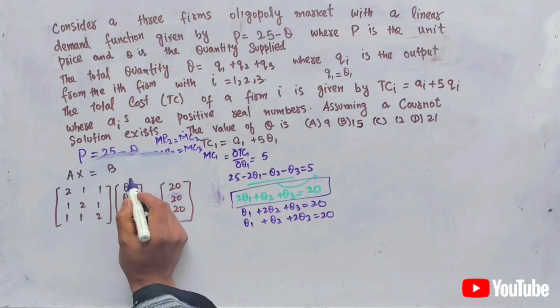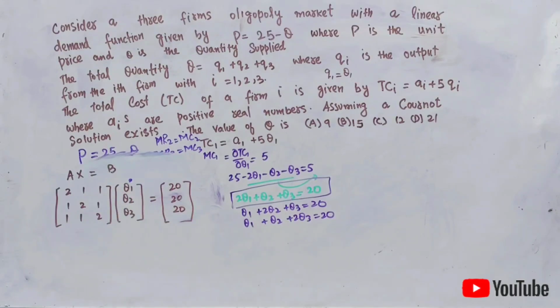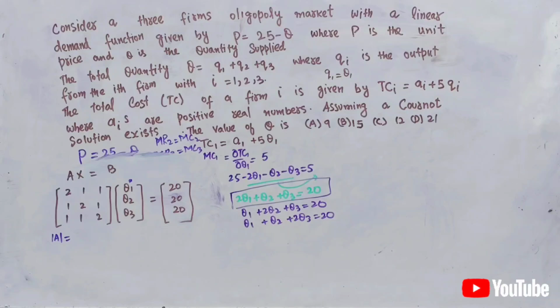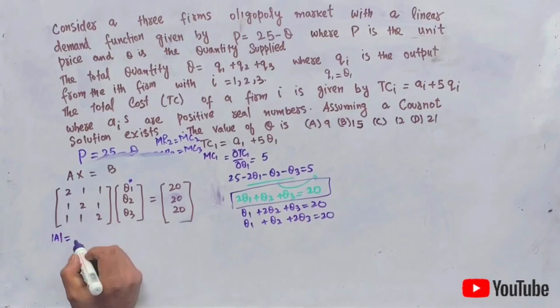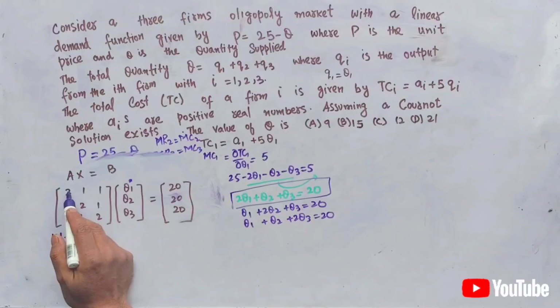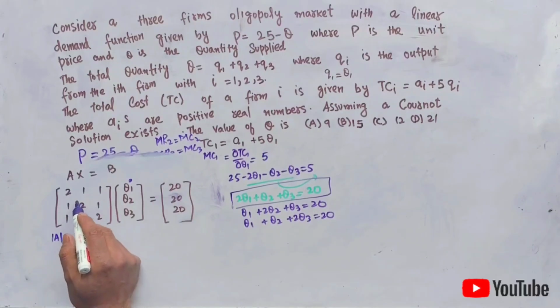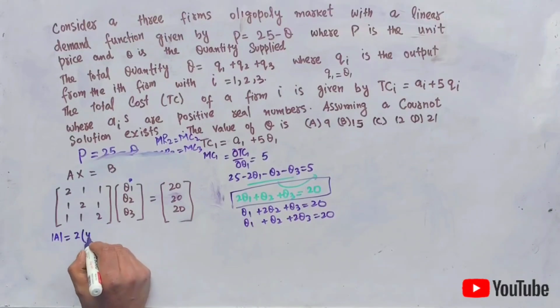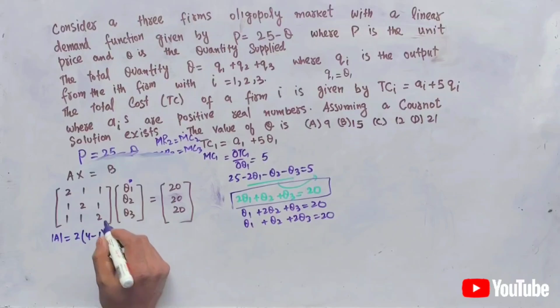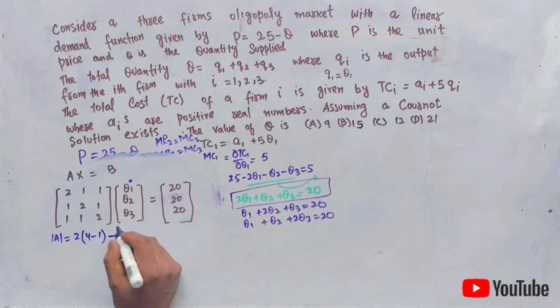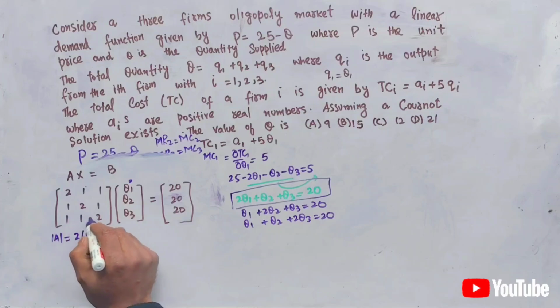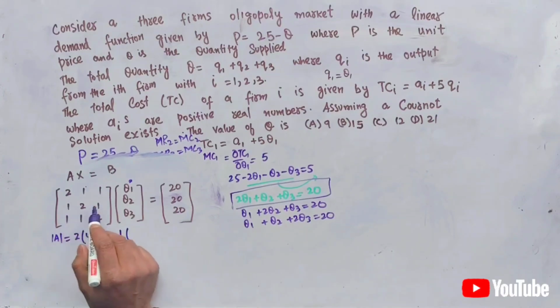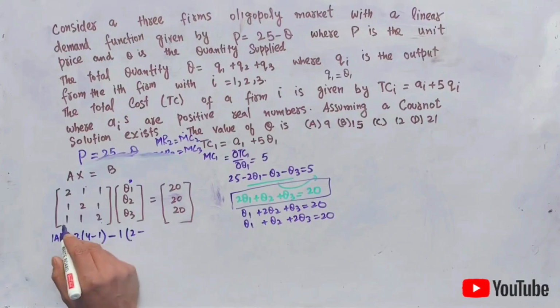We need to find out the value of Q1. First I need to find out the determinant of the coefficient matrix. How do I find the determinant? So we write the first term, then mentally delete the row and the column in which it appears and multiply it with the resulting determinant. So we have 2 2s are 4, minus 1 1s are 1. Then we write minus and write the second term and mentally delete the row and the column in which it appears and take determinant of the remaining elements. So remaining elements are 1, 1, 1 and 2. So 1 2s are 2, minus 1 1s are 1.